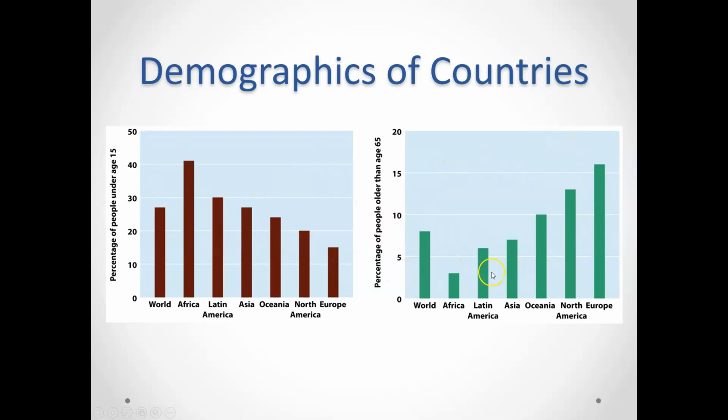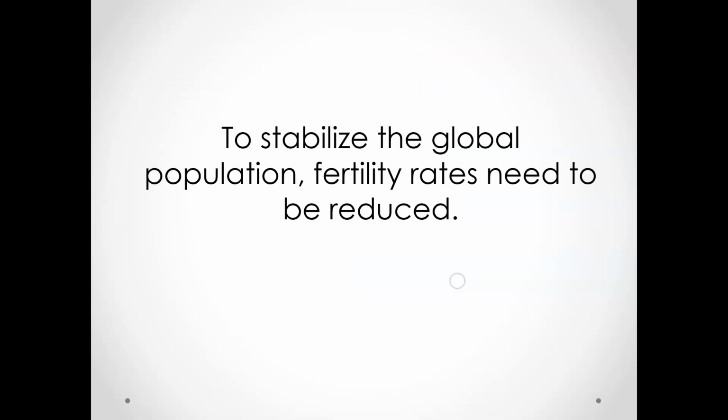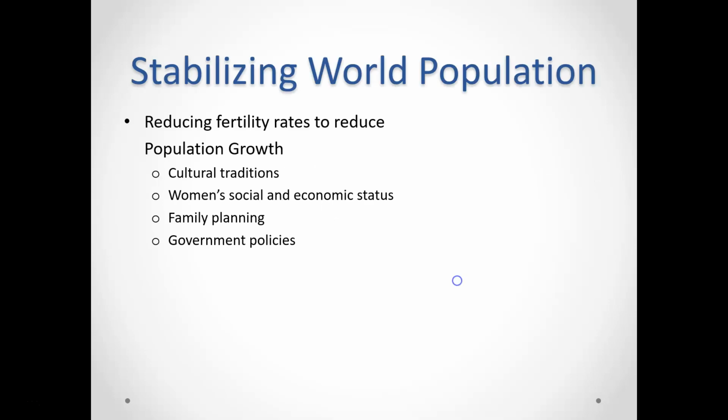Alternately, you can also see how this is expressed in life expectancies. It's not coincidental that we have very high birth rates in Africa, because we also have very high death rates there as well. Look at the percentage of people over the age of 65. There aren't very many. So in these countries where people are struggling to survive, we see the highest birth rates as well. To stabilize the population, we need to reduce fertility rates.